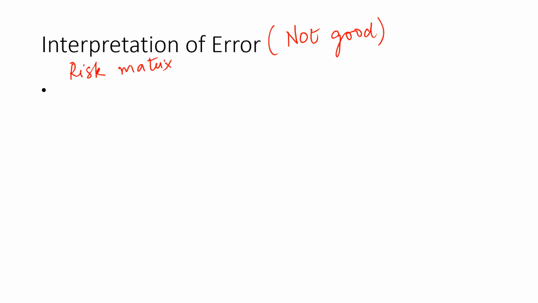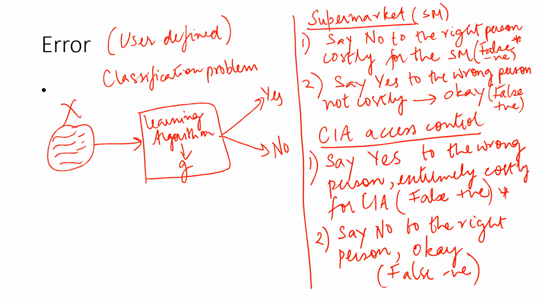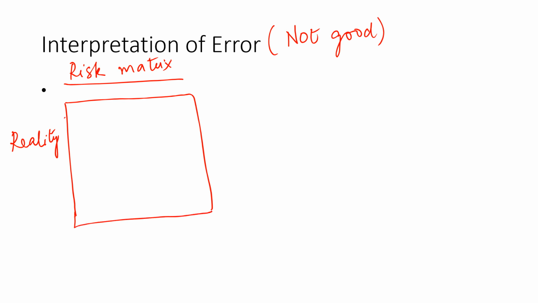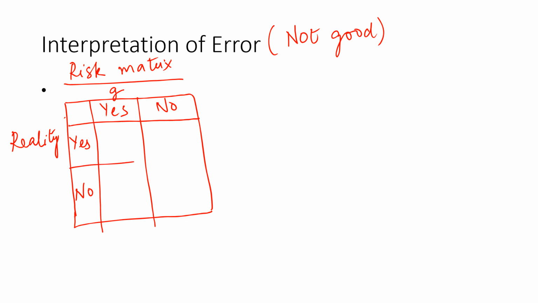And I'm going to draw it for both the supermarket problem and the CIA problem. So let's look at the supermarket problem first. Now, remember what this fingerprinting application is doing. We have a G that is predicting a yes or a no, right? But then there is reality, right? So this risk matrix is a sort of comparison of what is true in reality and what G is predicting, right? So this is G and this is reality. And let me just create this table. This is a yes and this is a no. This is a yes and this is a no.